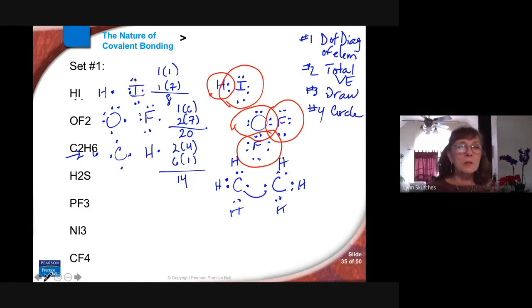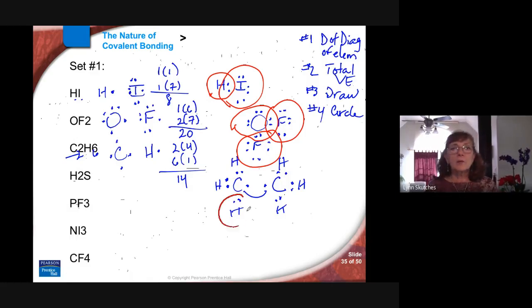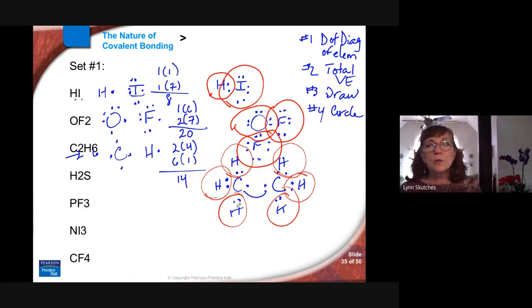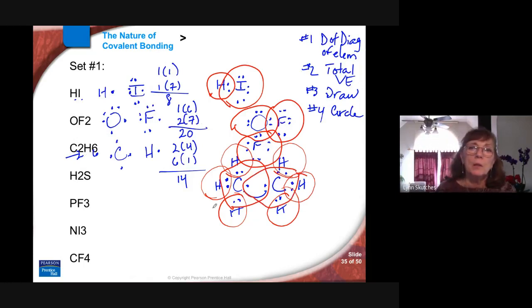And then the last piece is to circle up and indicate how they got their noble gas configuration. And it's a little bit trickier here with carbons. So each carbon's going to borrow that pair in the middle. 1, 2, 3, 4, 5, 6, 7, 8. And then same for the other carbon. It's a little bit hard. Okay, so everybody's got their octet. Sorry, that looks kind of messy.